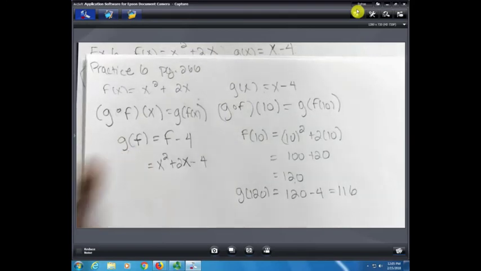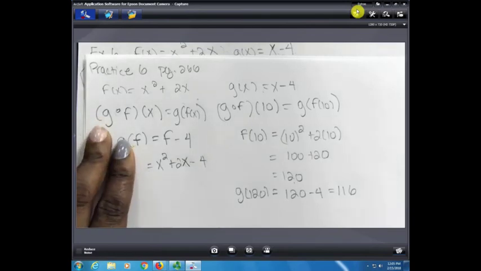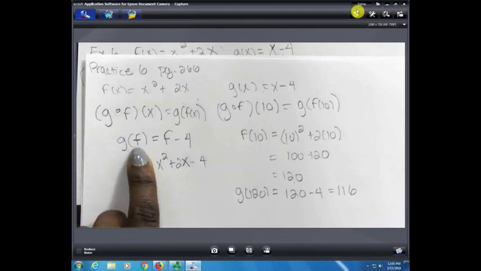It's kind of, you get like, wait a minute, am I doing my f function and putting g in it, or am I doing my g function and putting f in it? But yeah, it goes with the one that's on the outside. So you're taking the g function and plugging in f. So it's the outside function.